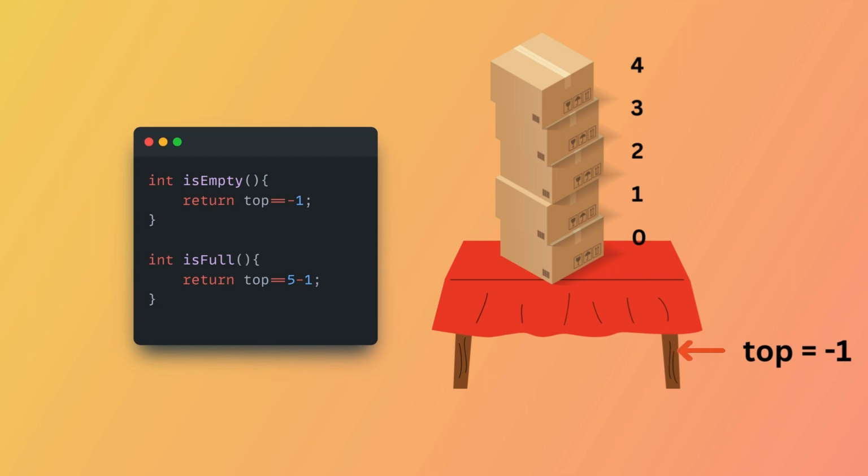If the top value is equal to the size of the array we created minus 1, which in this case, we have created an array of size 5, so I have written 5 minus 1, which is 4, to represent the last position. It means the stack is full. As we all know, array starts from 0 indexing and the top is at the last position, indicating that the stack is full.